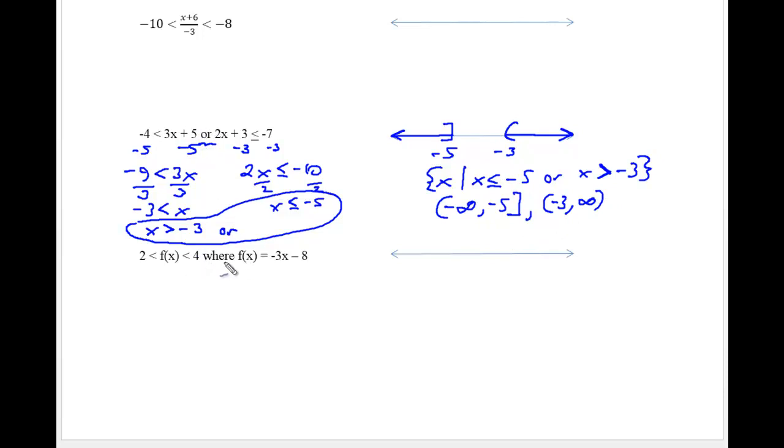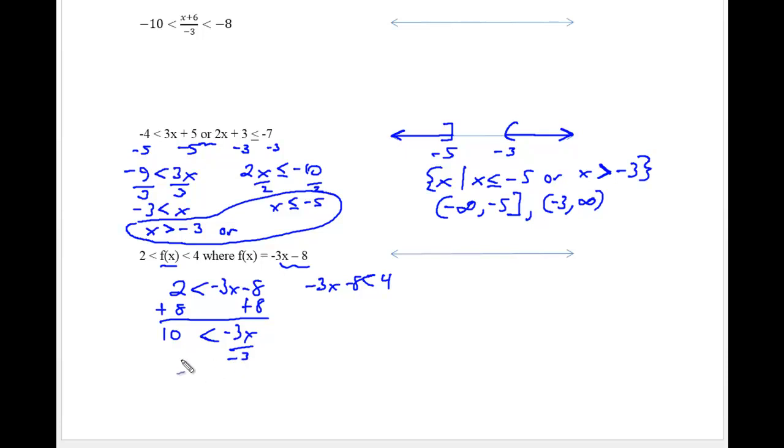And I'm going to do this problem too, since I made a very simple mistake at the end here, where I'm going to take this equation and plug it in for my f of x. So here's my 2 is less than negative 3x minus 8. And then I'm going to have my negative 3x minus 8 is less than 4. Obviously, I'm skipping the step where I would just plug it into the middle and then break it apart, but I find it's just easier doing it this way. I'm going to add 8 to both sides. So this is 10 is less than negative 3x. Divide both sides by negative 3. And in doing so, the symbol will flip.